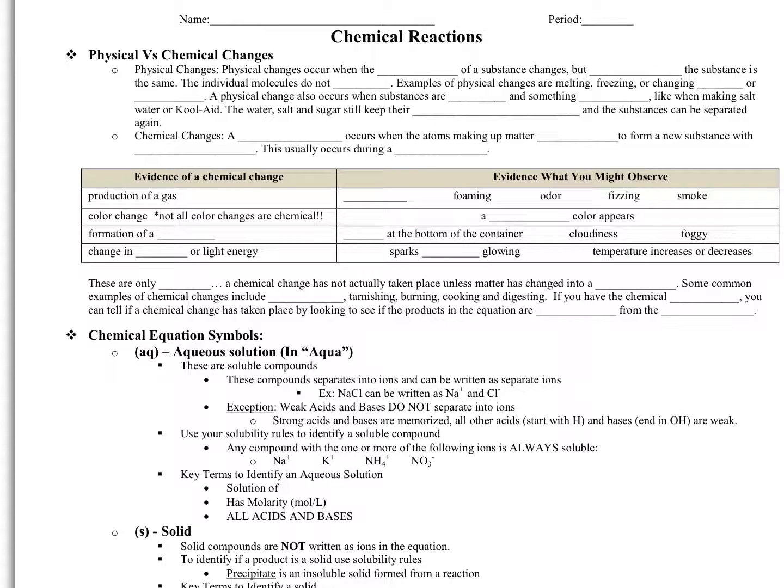So, chemical reactions. Physical changes versus chemical changes. Physical changes occur when the appearance of a substance changes, but chemically the substance is the same. Individual molecules do not change. If it said H2O at the beginning, it should still say H2O at the end. Okay.